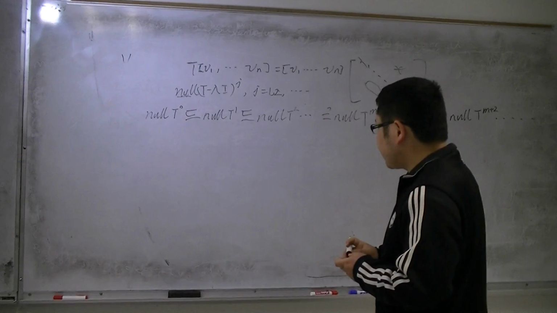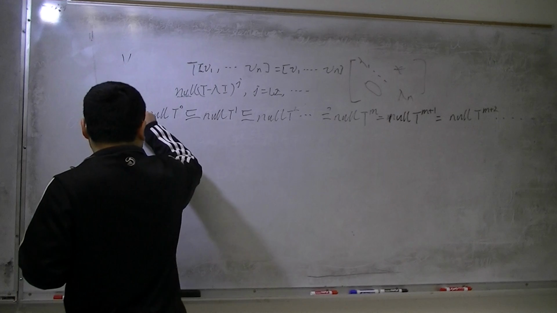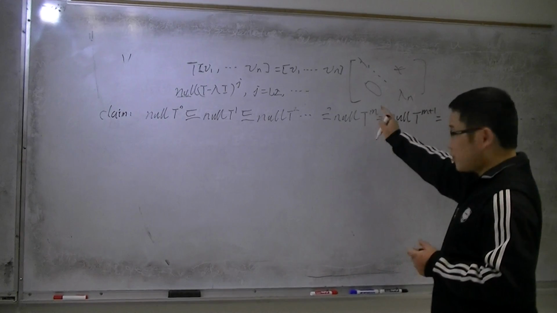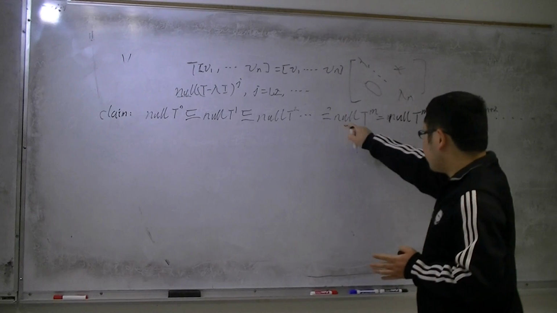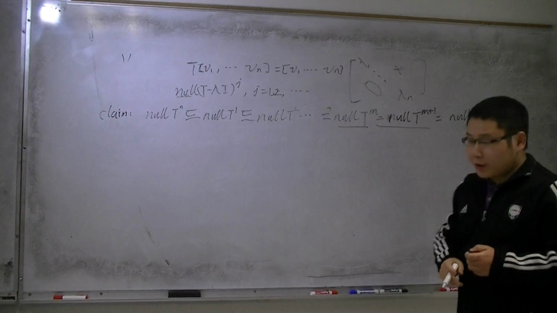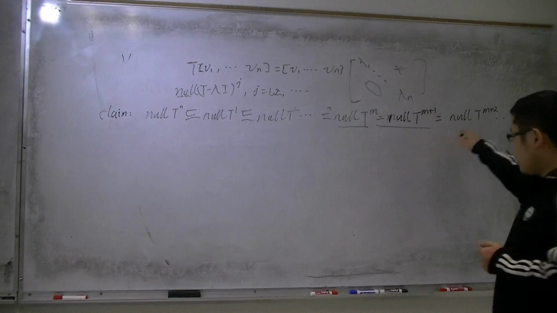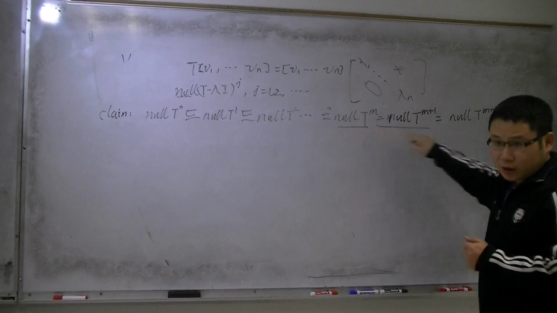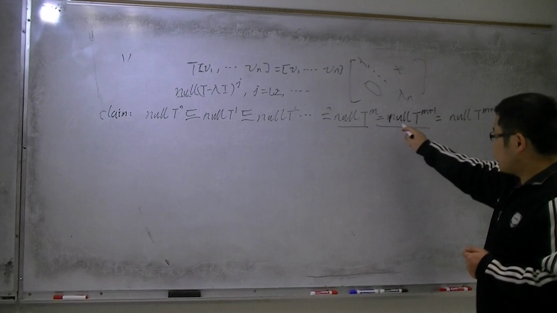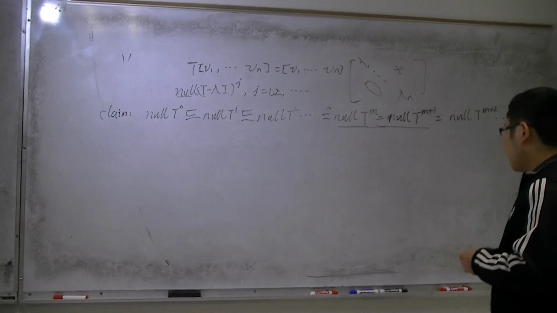Based on the previous statements, I want to prove that if the null spaces for some consecutive positions m are equal, then all the null spaces after that are equal to this space. They are all equal if they are equal at some consecutive integers.